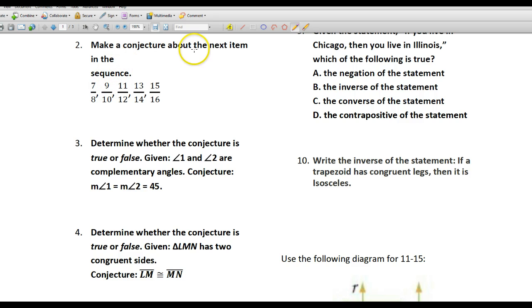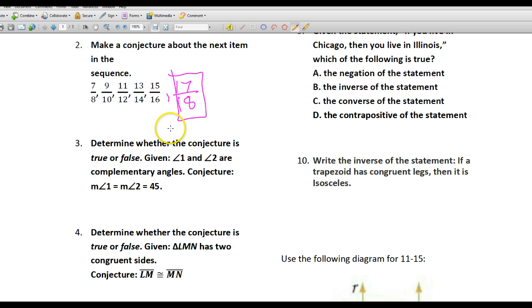Number 2, make a conjecture about the next item in the sequence. 7 over 8, 9 over 10, 11 over 12, 13 over 14, 15 over 16. So we're just increasing the numerator by 2. So 15 plus 2 would be 17. And the denominator by 2. So 16 plus 2. And therefore we have the next item, 17 over 18.